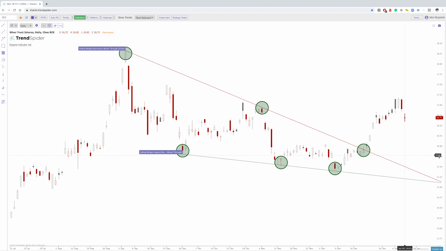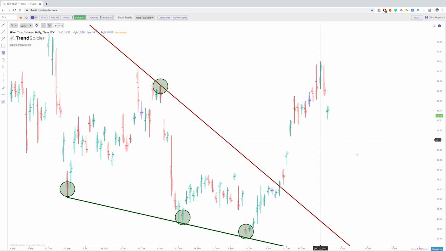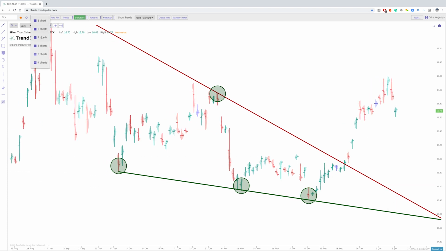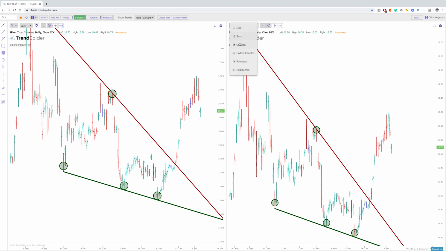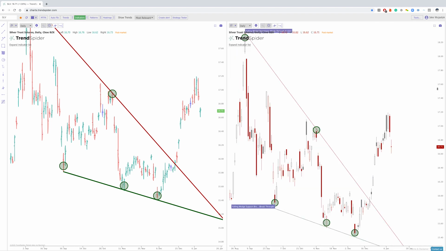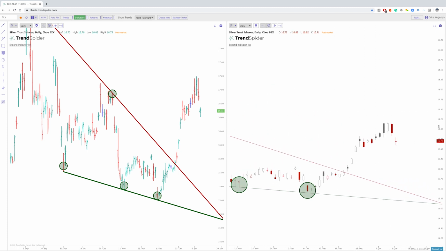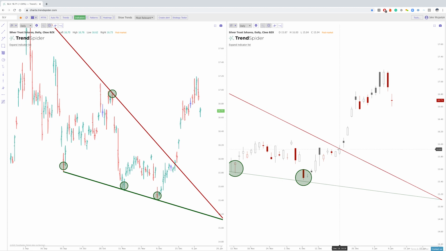Now, one thing I do want to mention here is the raindrop charts. So in this case, when we turn on the raindrop, you'll essentially be able to see what we weren't able to see with a regular hollow candle. So if I switch this and split screen and go to hollow candles versus the raindrops, you'll see here that when we initially broke through this line, there was a wick here, but we didn't actually close through.